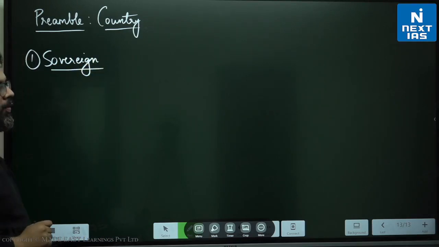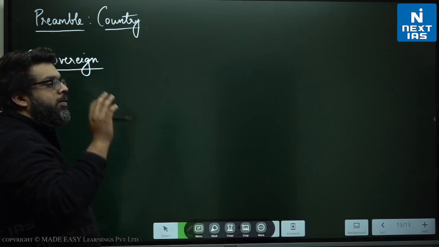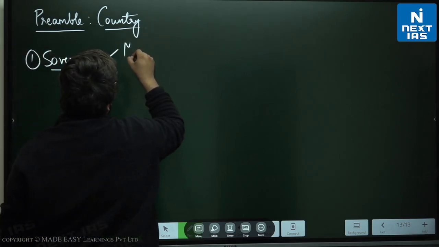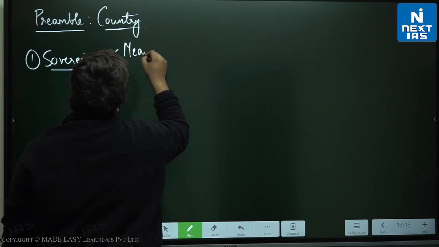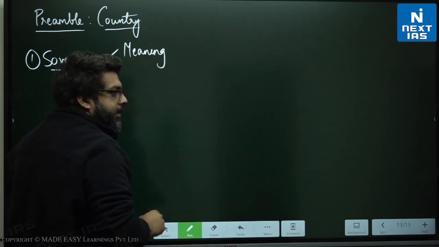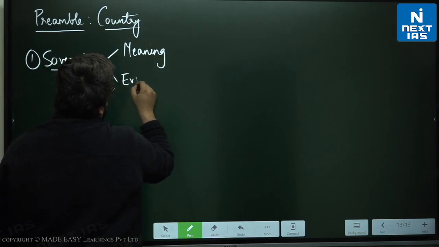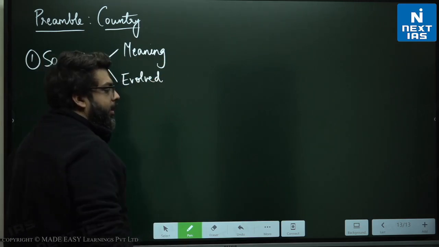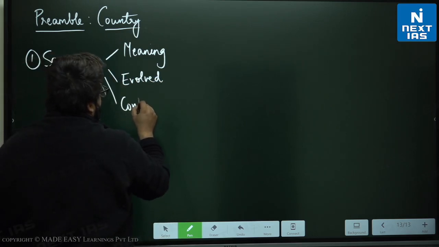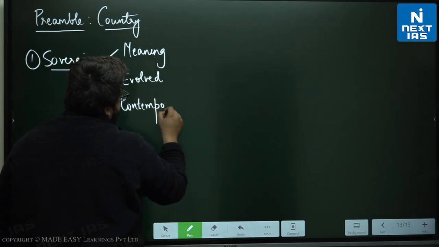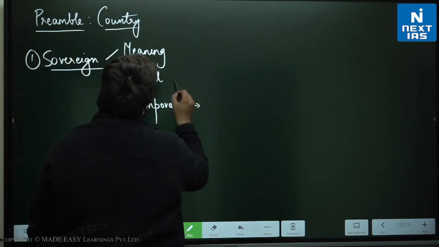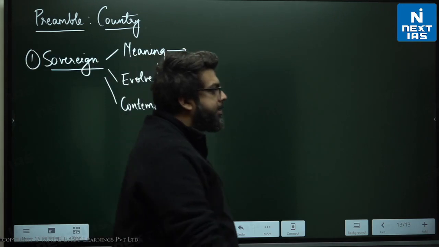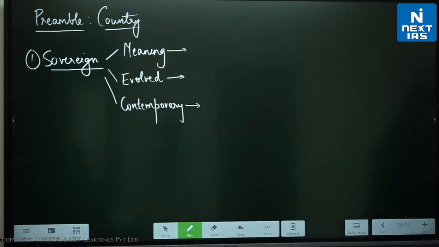Sovereignty. Now, what do we need to know? We need to know three things. First, what is the meaning of sovereignty? Second, how has sovereignty evolved over time? And third, in the contemporary context, how is India sovereign? What makes us sovereign? As long as we are able to answer these three questions, whether it is the prelims or the mains, we will be able to answer all of this effectively. So let us start.